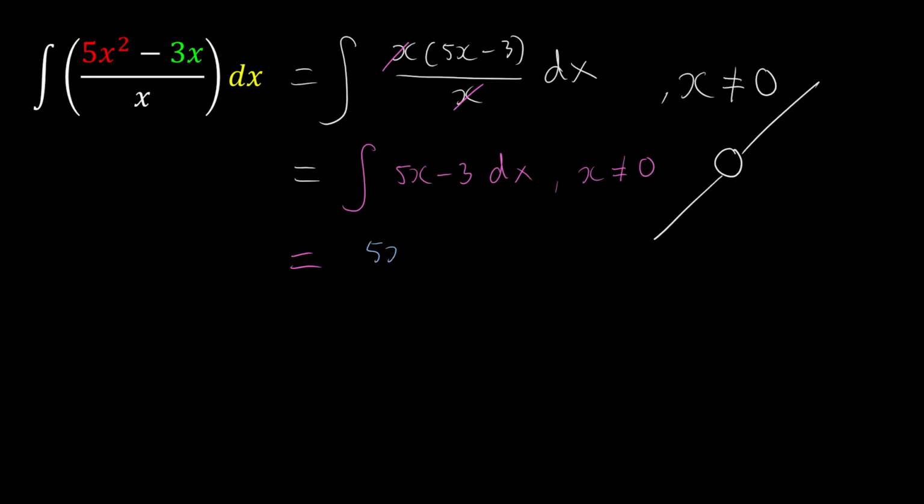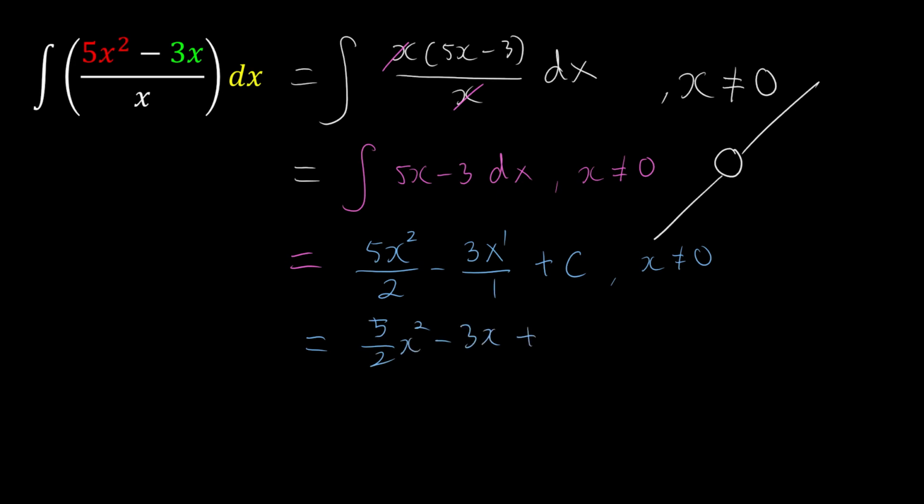Power increased by 1, 1 plus 1 is 2, divided by 2, minus 3x, power of 1 divided by 1, plus c, because this is the indefinite integral. Then we just simplify it. 5 over 2 x squared minus 3x plus c, and we are done for this equation. And don't forget again, x cannot be equal to 0 because it's discontinuous at that particular point.